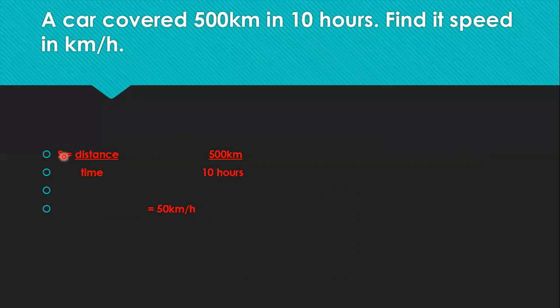According to our formula, speed is equal to distance over time. So this 500 kilometers is our distance and our time is 10 hours. If you divide, you will find that the average speed of the car was 50 kilometers per hour. So 50 kilometers per hour is your speed.